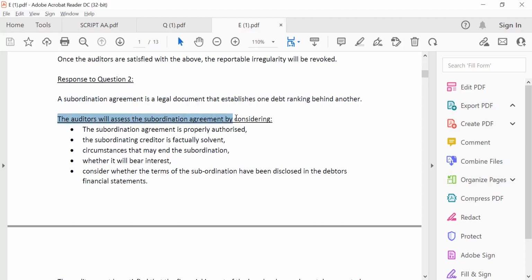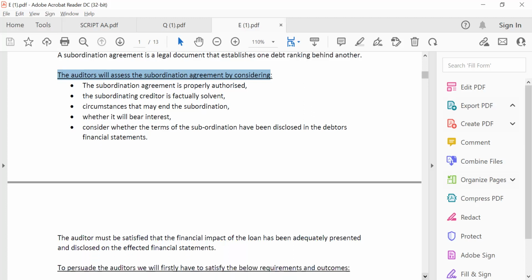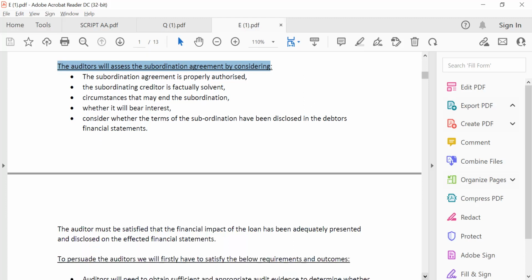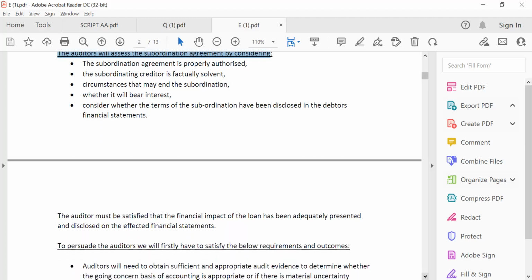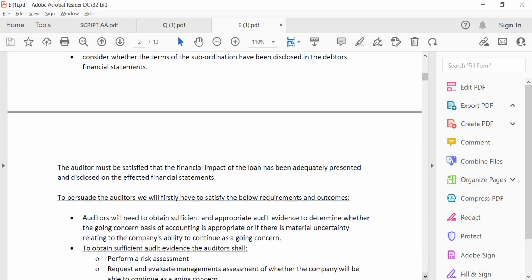It says the auditors will need to assess the subordination agreement by considering the following. Again, there's no discussion there. It's just a list of the things that one would need to look at when they're assessing a subordination agreement. So the discussion is lacking, and that is why none of those elements would be considered as valuable insight for the purpose of this task. We need the discussion. The discussion is critical in order to demonstrate understanding or provide that valuable insight when it comes to a subordination agreement.